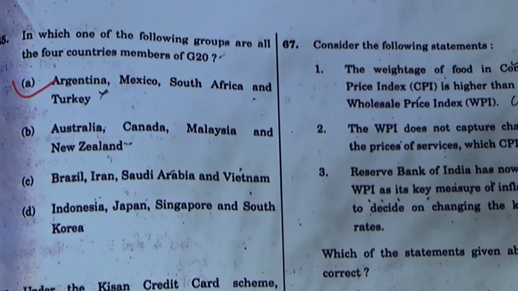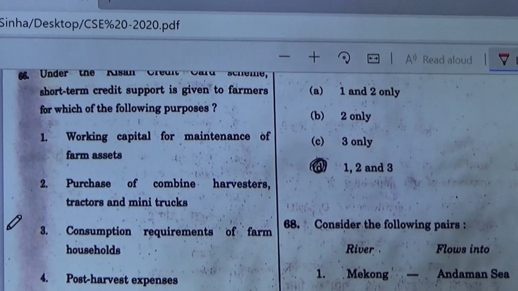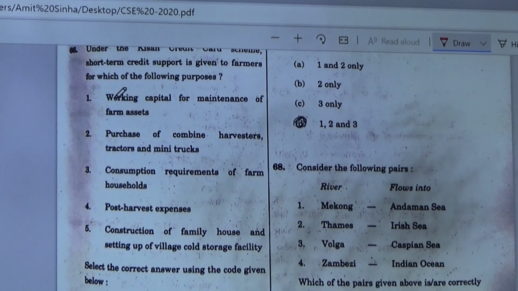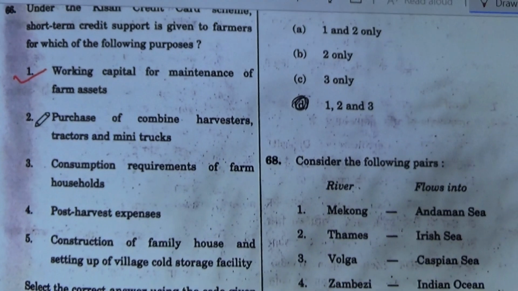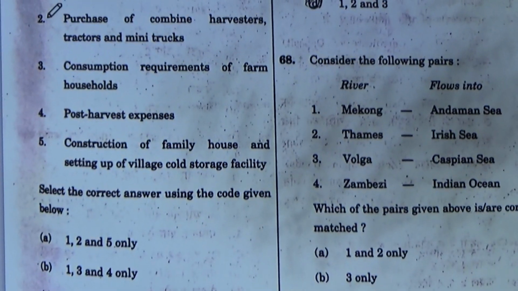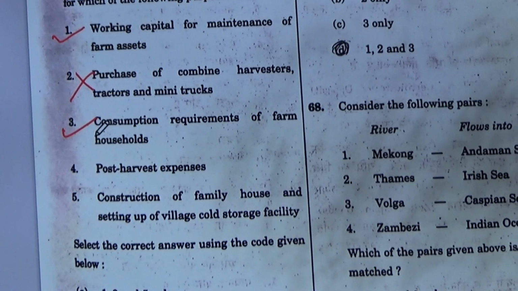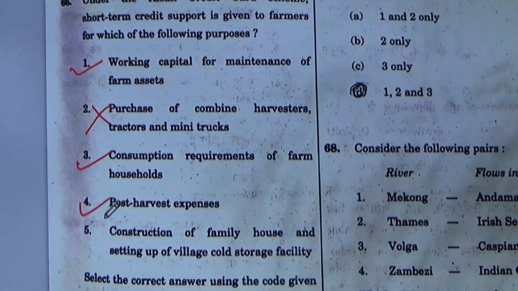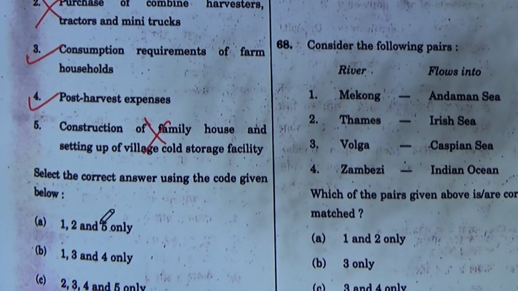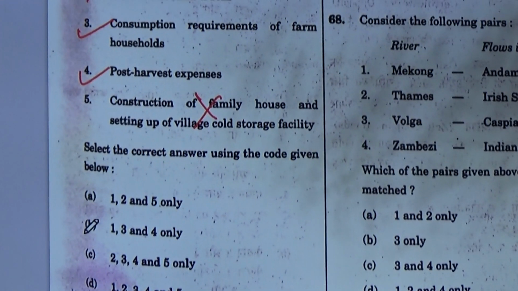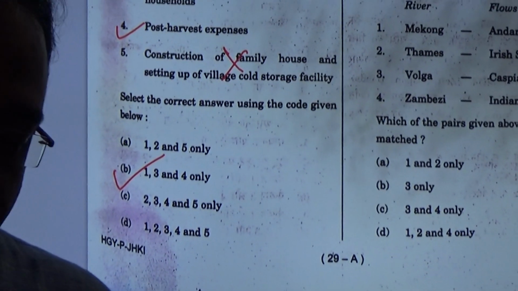So 65 is A. Now 66, that is Kisan Credit Card. It is a very important question asked by UPSC, in the context of the purpose of Kisan Credit Card. It is given as working capital for the maintenance of farm assets. That is correct. For the purchase of combine harvesters and tractors? No, this is a long-term loan and it is not given for that. Consumption requirement of farm households, it is also given for that. Post-harvest expenses, of course it is given for that. Construction of a family house? No, it is not given for that. So 2 and 5 are not a part of this. In that way, the answer is 1, 3 and 4. So B is the answer. That is the purpose of Kisan Credit Card.